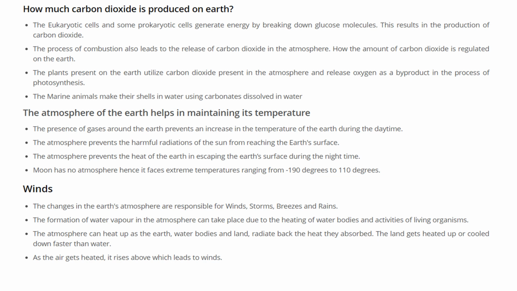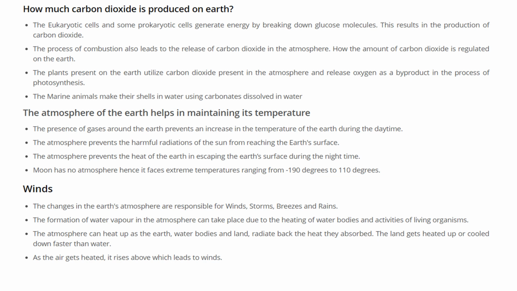So coming to the next point about the winds. The changes in the earth's atmosphere are responsible for winds, storms, breezes and rains. The temperature in the earth's atmosphere keeps varying, it is not constant. So for that reason, there will be formation of winds, rains and all.